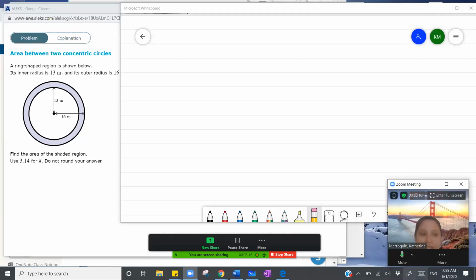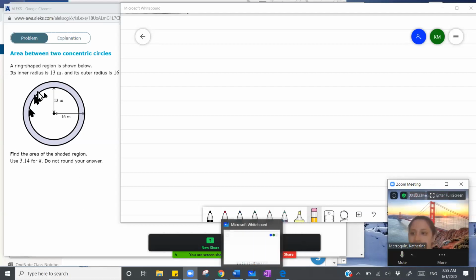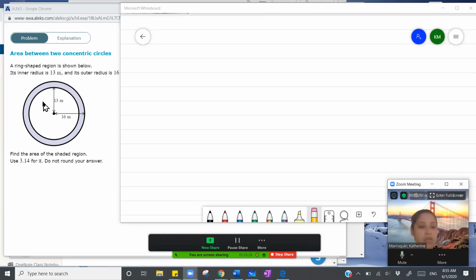So the assignment is here, area of composite figures. That's the assignment you're going to be working on. All right, guys, in this first example, you have a circle within a circle. This is a lot like the toilet paper rolls activity that I had you do. So you have a large circle, and then a smaller circle within. The smaller circle has a radius of 13, and the larger circle has a radius of 16 meters.